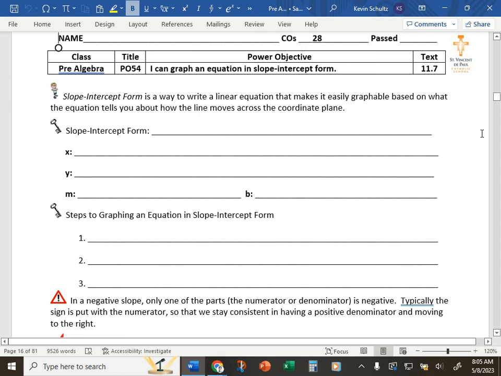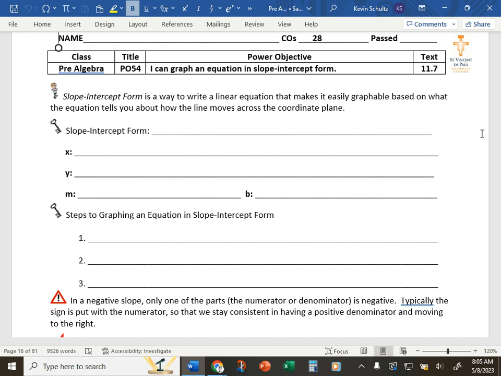And good day, pre-algebra. We are kicking off the week with PO54, graphing an equation in slope-intercept form. So we've graphed equations before, but when we did it, we had to make what's called a function table, right? We plugged in a value for x into the equation, we solved for y, we plotted the point, and it took a lot of time. There's actually hints that an equation gives us that allows us to graph it very, very quickly and relatively easily. And that's called slope-intercept form.